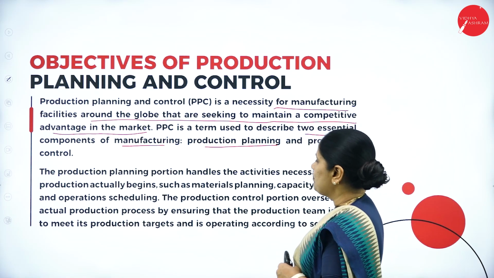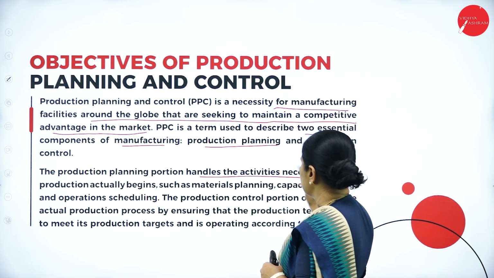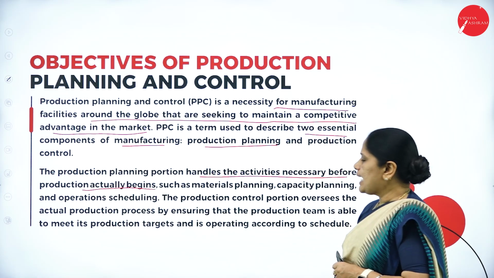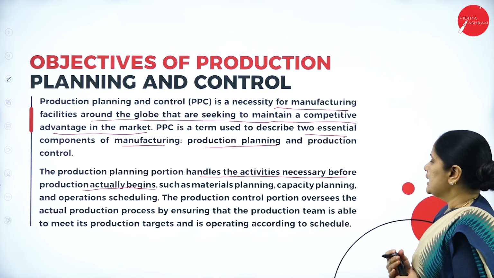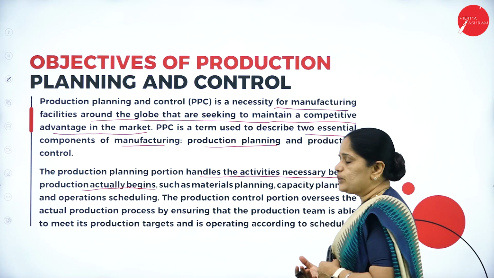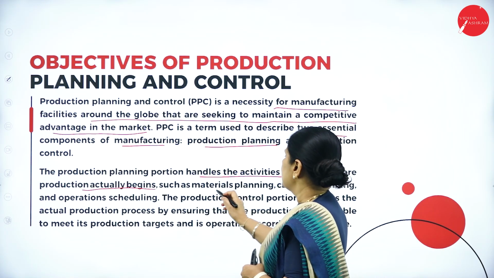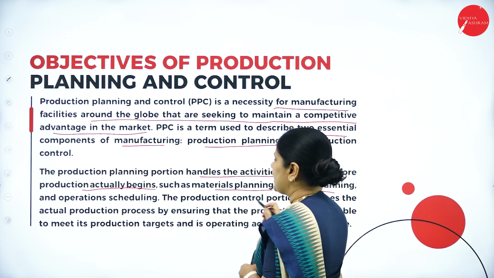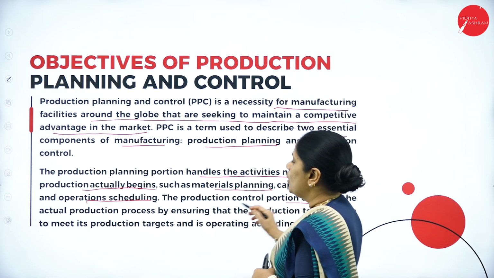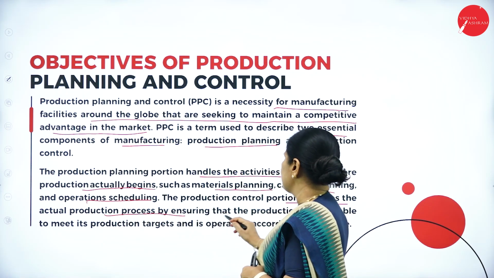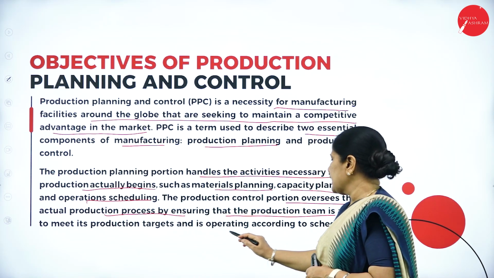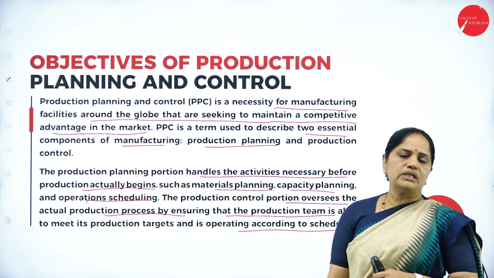The production planning portion handles the activities necessary before the production actually begins. So it handles those activities which are necessary before the production takes place. It covers things such as material planning, capacity planning, and operations scheduling. The production control portion oversees the actual production process by ensuring the production team is able to meet the production targets and operate according to the schedule.